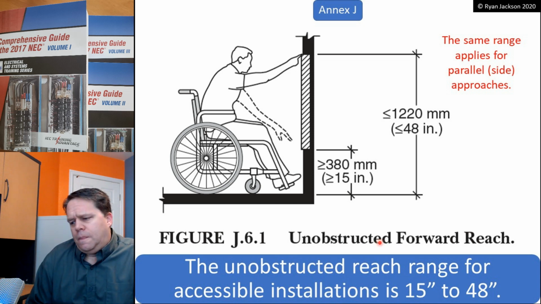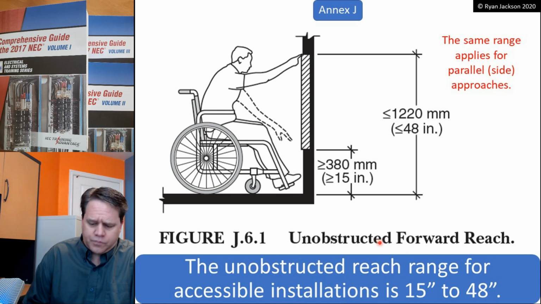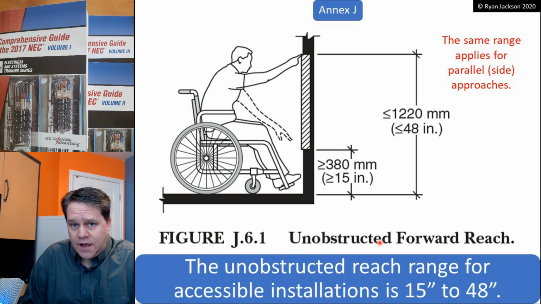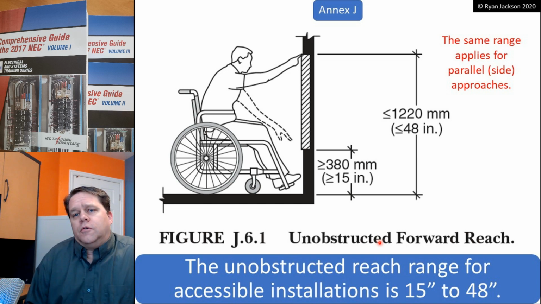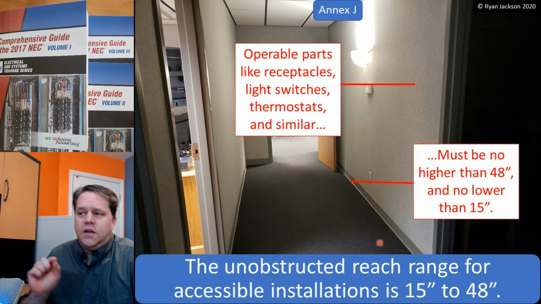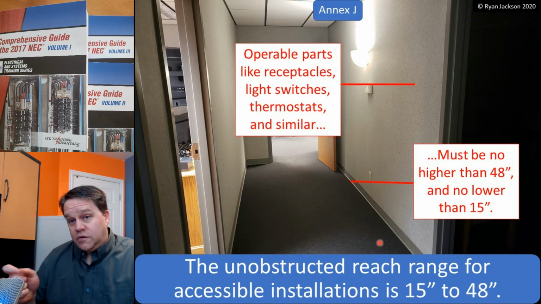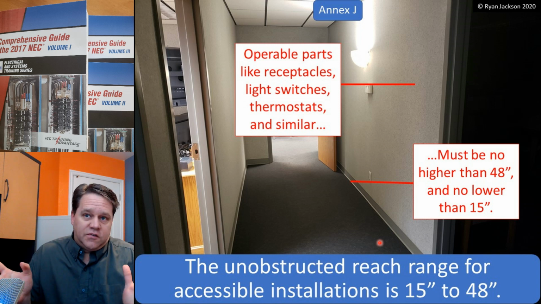15 to 48. If I'm in a wheelchair, I cannot reach lower than 15 inches. If I have dwarfism, I can't reach higher than 48. Or if I'm in a wheelchair, I might not be able to reach higher than 48. So all operable parts need to be between 15 and 48. Now again, let's talk about those exceptions. The general requirements were that everything has to be accessible.